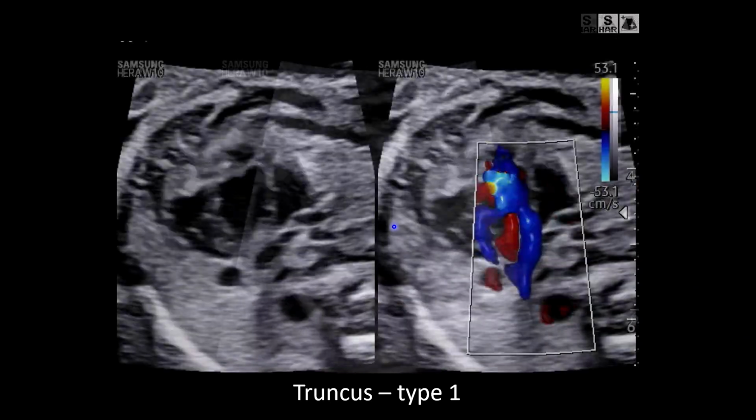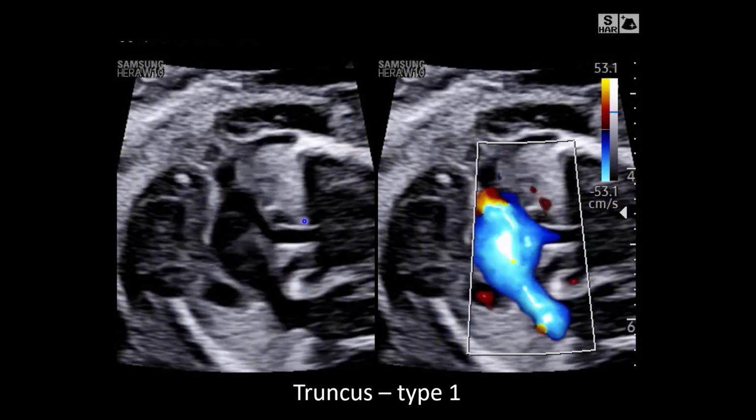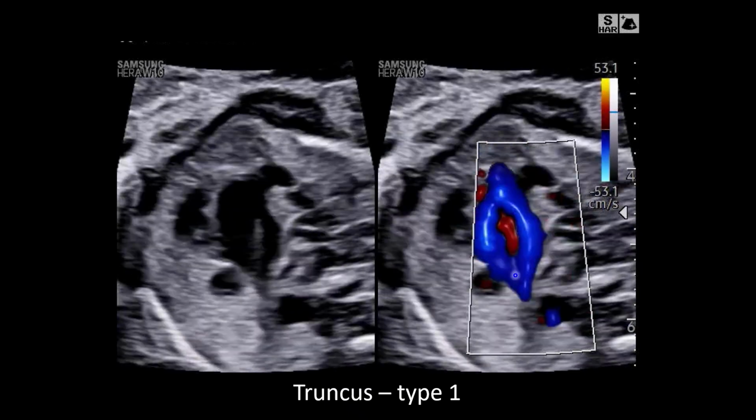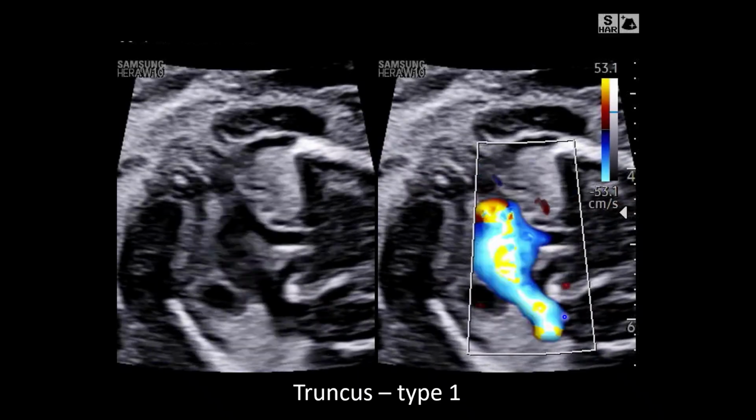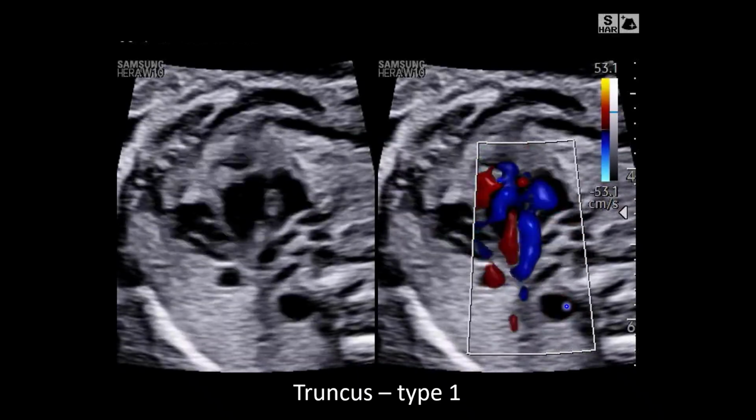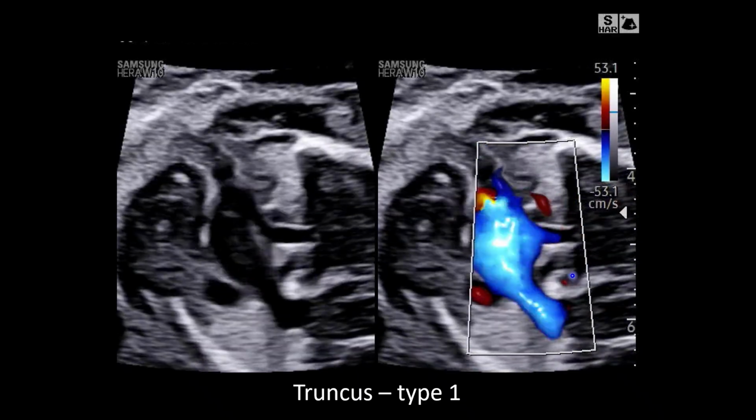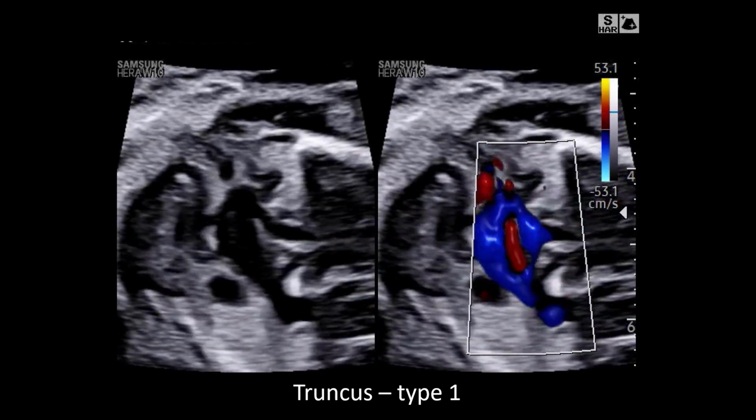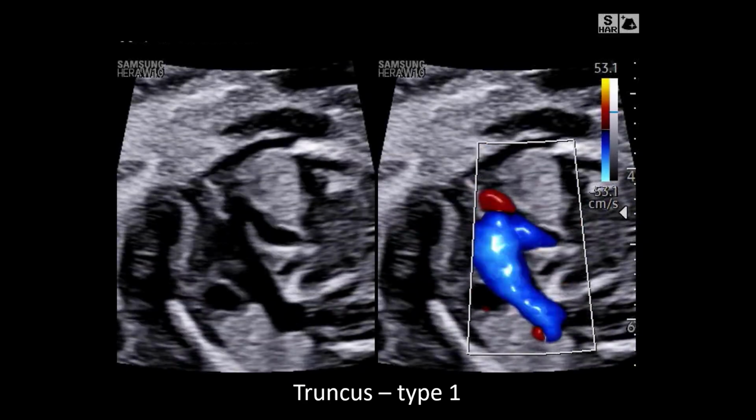So this is type 1 truncus arteriosus. Color Doppler really nicely highlights that. Again, this is a right-sided aortic arch. It looks like there may be an aberrant subclavian here. You start to see right there. And so this is a right-sided aortic arch with probable aberrant left subclavian artery.